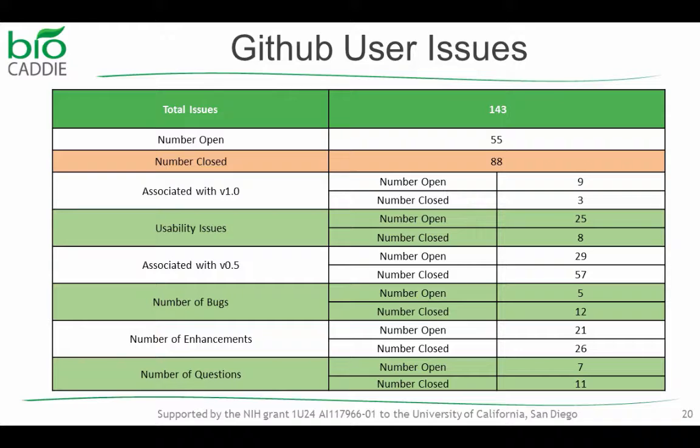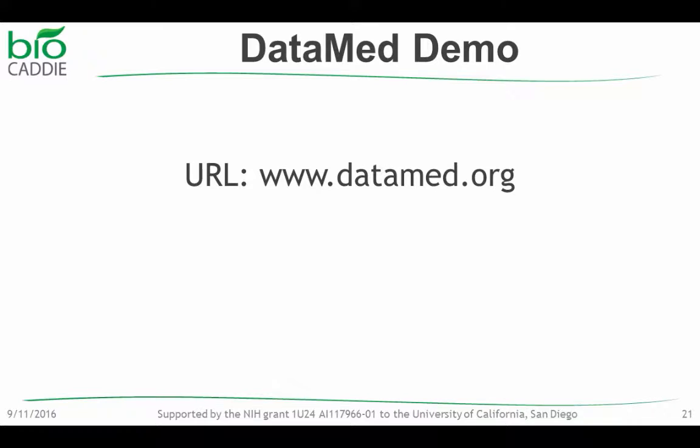And this is a very brief statistic about the total issues we have. We have about 133 issues. We closed 88. We still have 55 remaining issues to be solved. And this is the different categories of the issues. Okay, so that's pretty much my introduction for the slides. So I'll go to the website and show a demo, maybe a 10 minute demo.